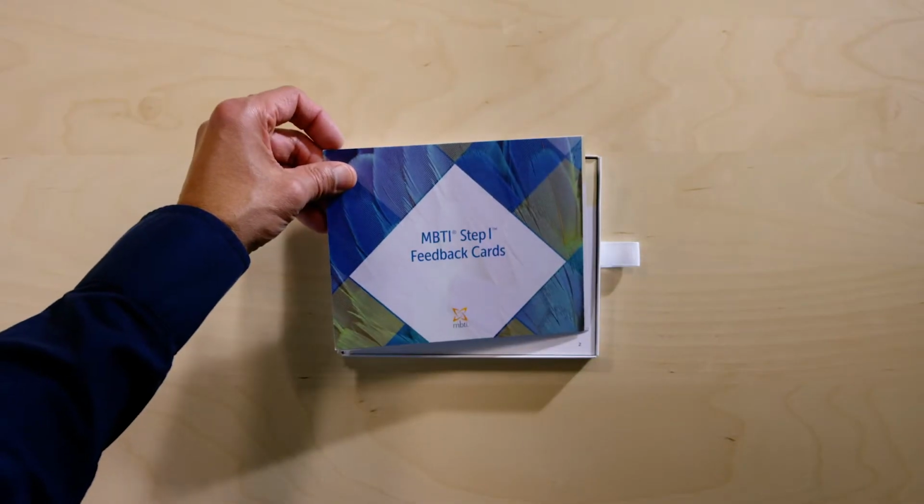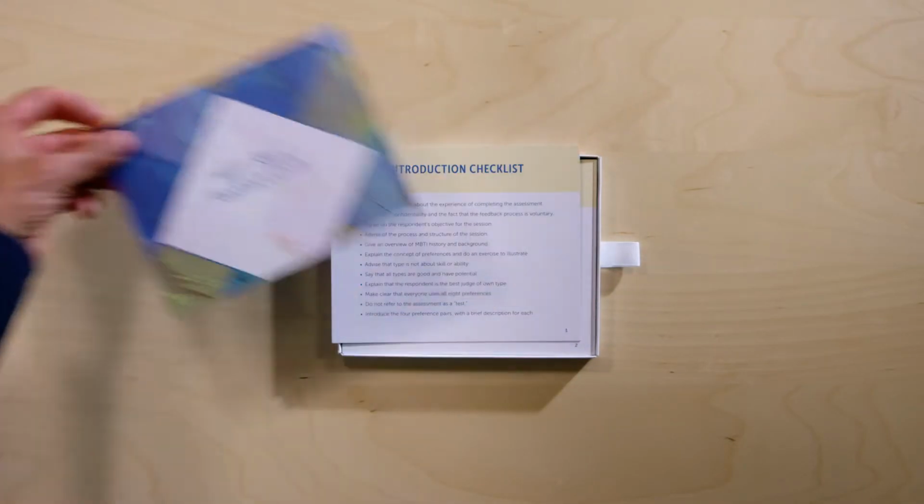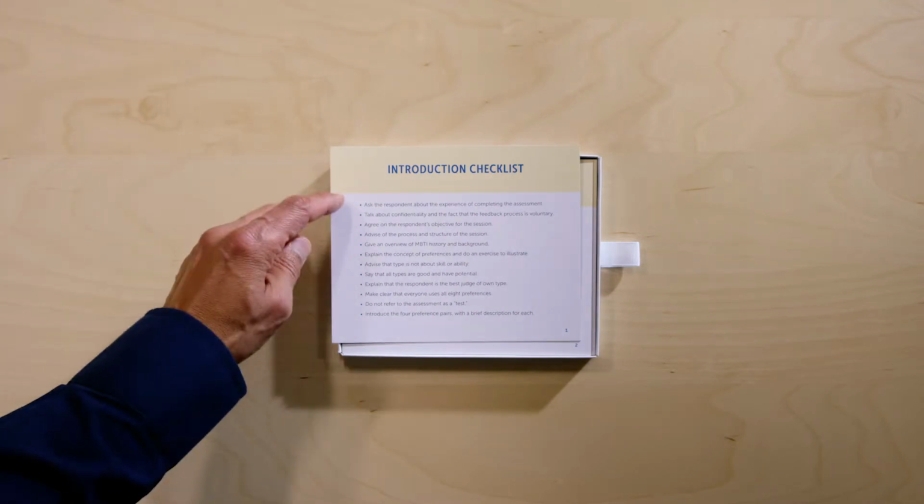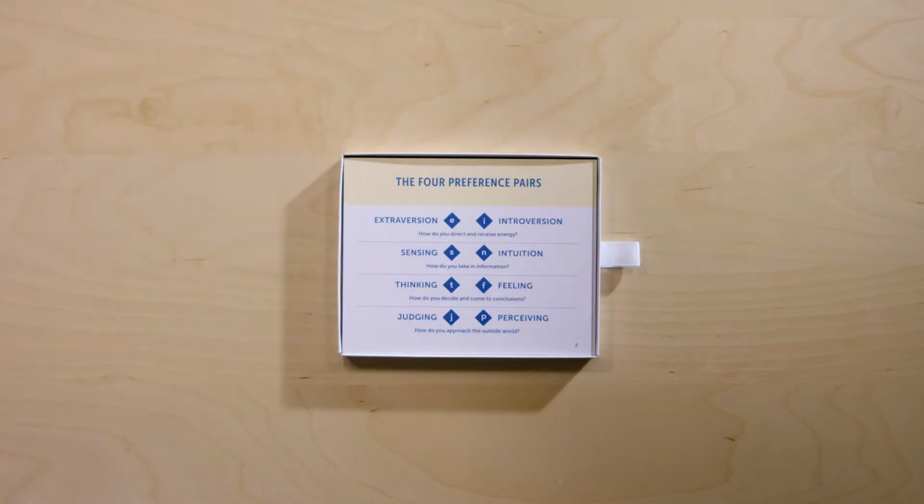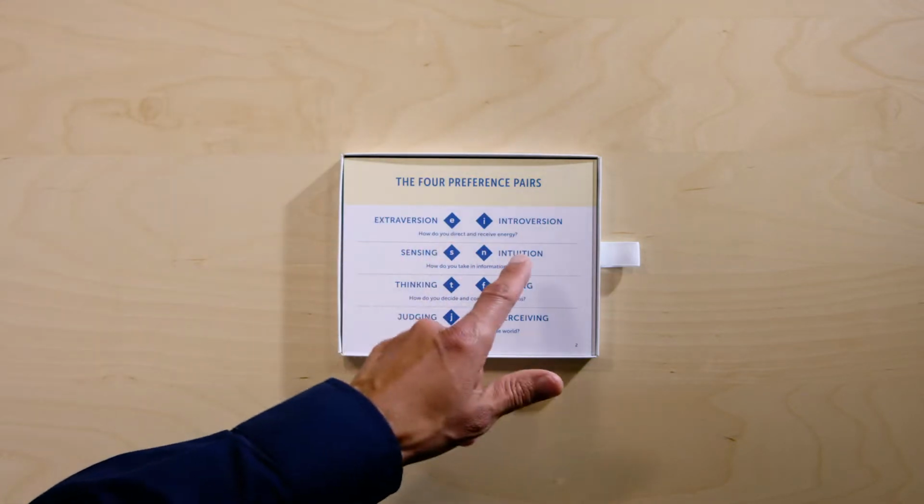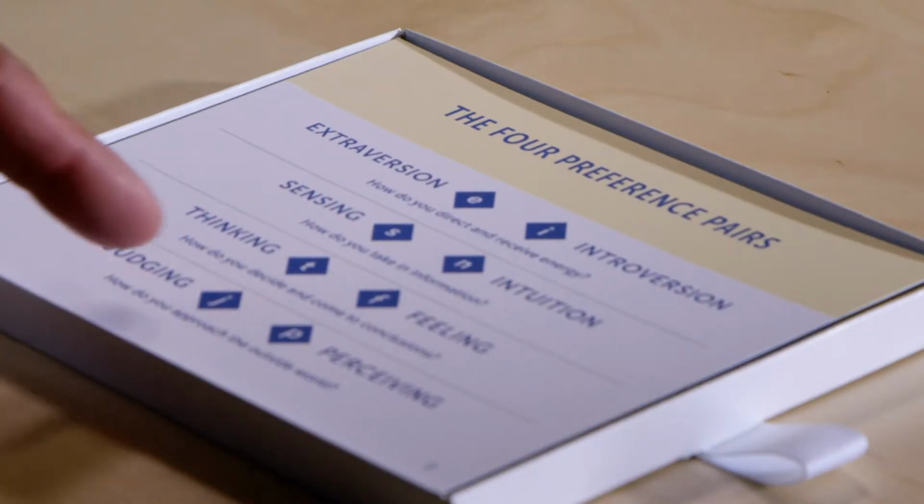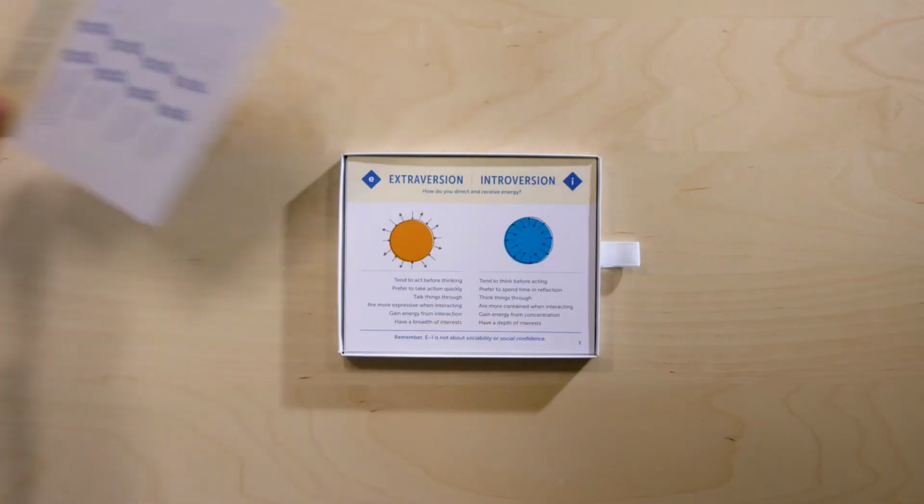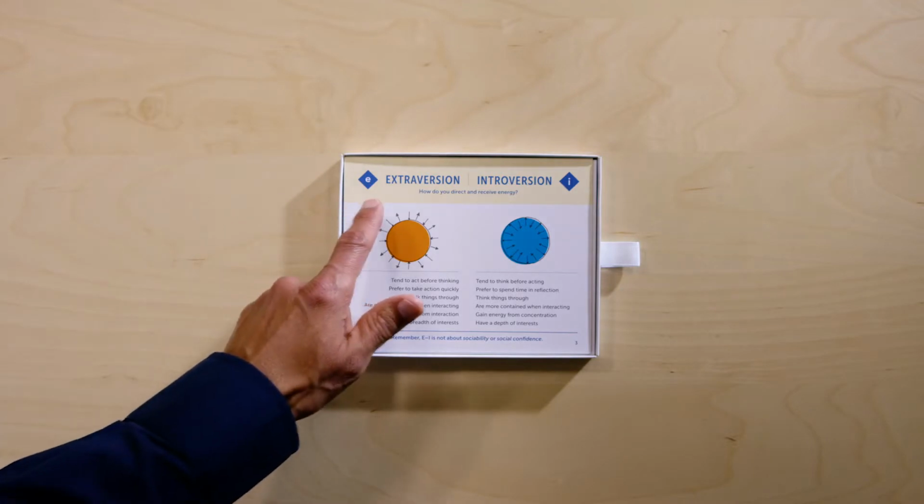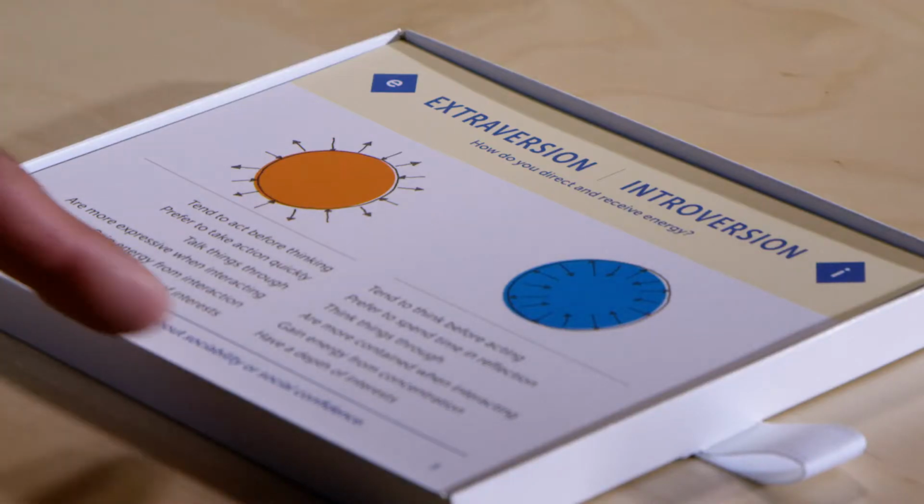Here's the title card, followed by a card with helpful reminders of key topics to cover during a feedback session. The exploration of the 4 MBTI preference pairs starts with this overview card. Use the descriptions here to help guide your introduction. Then go into each of the preference pairs, starting with extroversion and introversion.